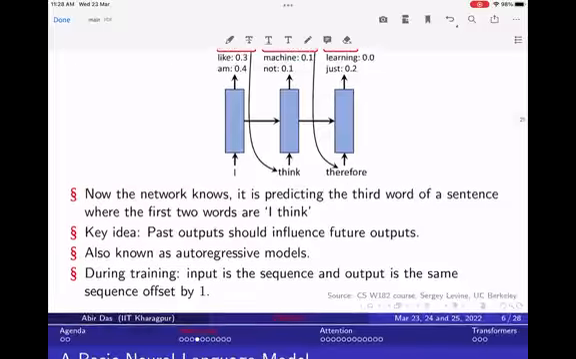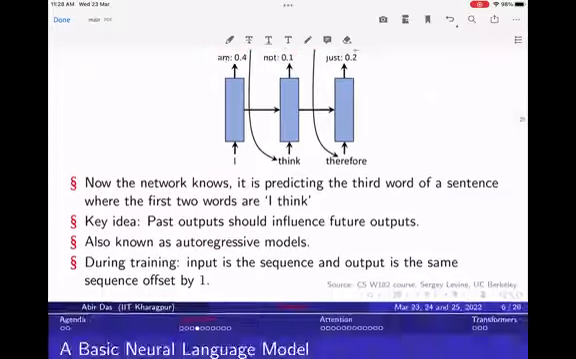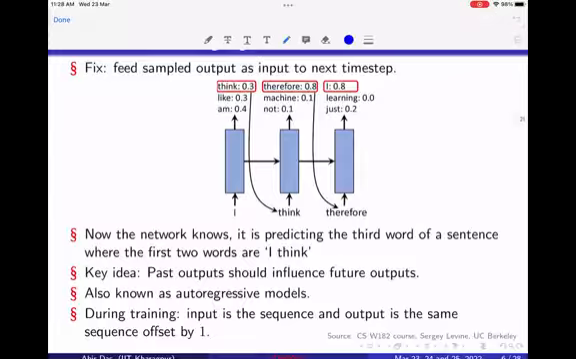So what will you require for training such a model? The training data is: the input is the sequence and the output is the same sequence offset by 1. So as an input-output pair, the input will be, say, "I think therefore I am", and the output will be "think therefore I am stop". So some sort of notation is used for the stop.